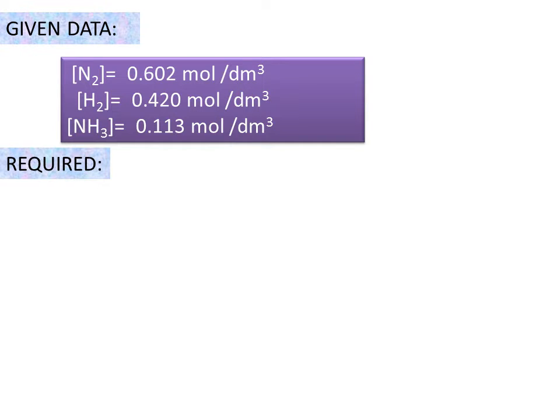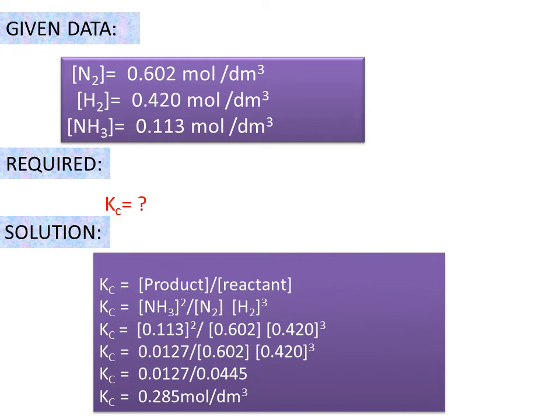And what we are required to find is Kc. Kc means the equilibrium constant. We will find out the equilibrium constant for this reaction, and the solution is, okay, as we know, this is the mathematical ratio for the equilibrium constant. Kc is equal to concentration of products divided by concentration of reactants. As we know, in this reaction ammonia is the product and nitrogen and hydrogen are the reactants.